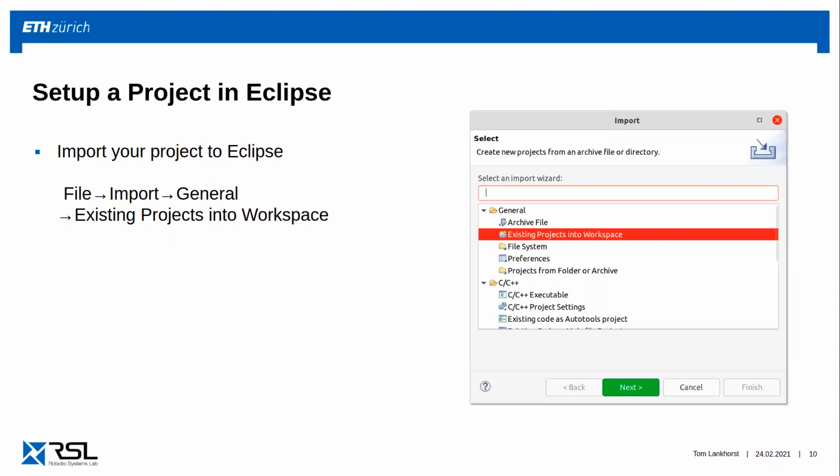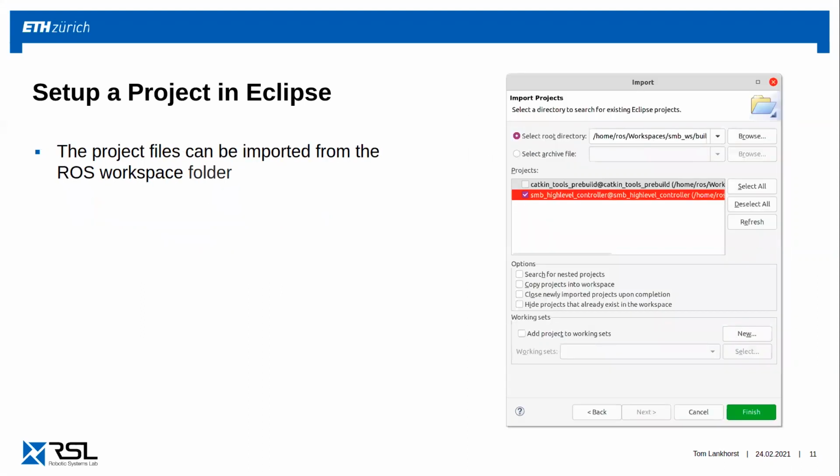Then it's time to import the project that we just generated on the command line. We do that by going to File, Import, General, and then we choose the Existing Projects into Workspace option. Now we will be asked where Eclipse has to look for the project files, and you select just the workspace folder.